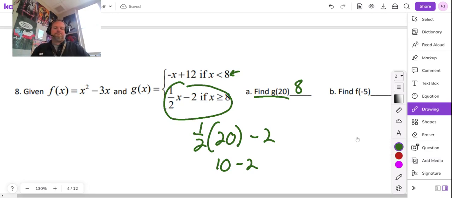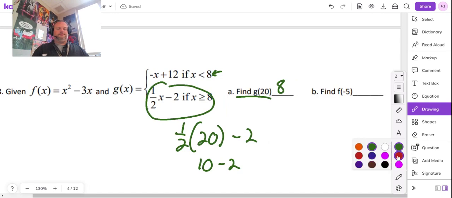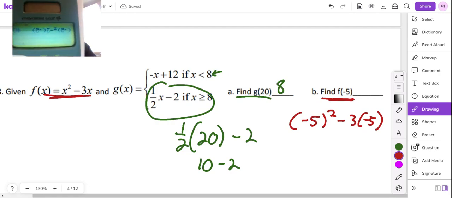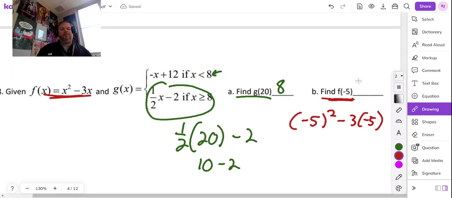All right. F of negative 5. Well, that's just right here. All right. That's a calculator problem. As soon as I see negatives and stuff, I'm going to whip out that calculator because me and negatives, sometimes we don't get along. All right, we get 40. All right.